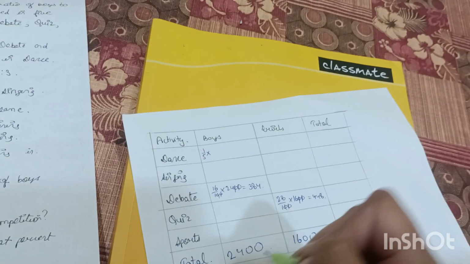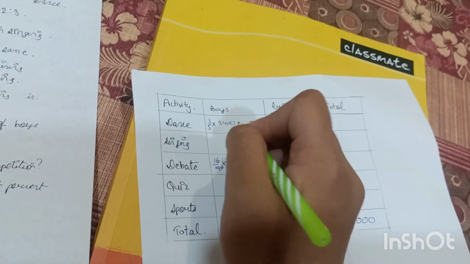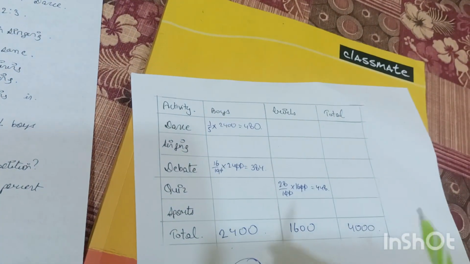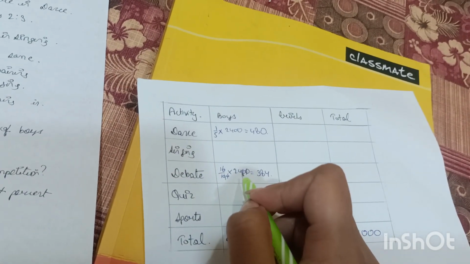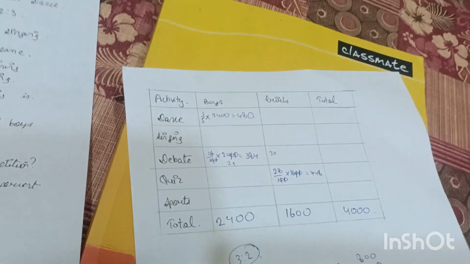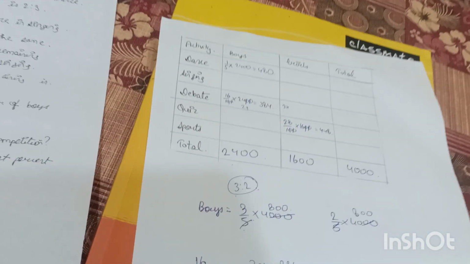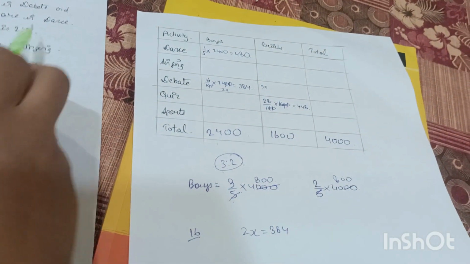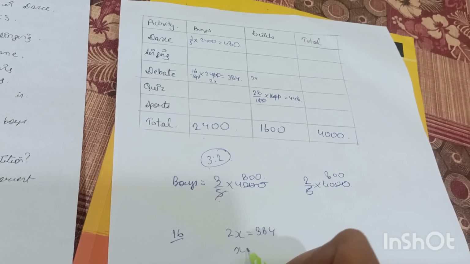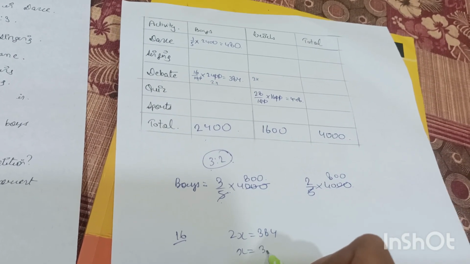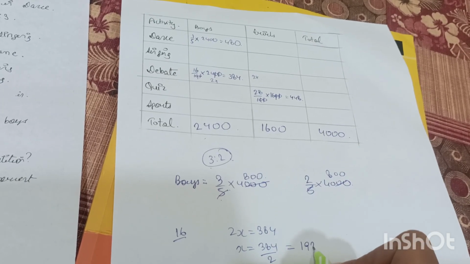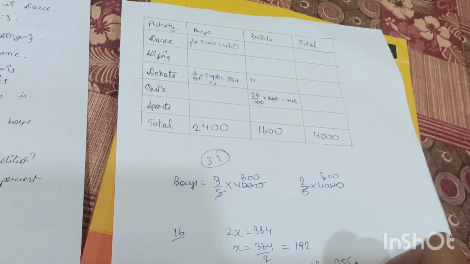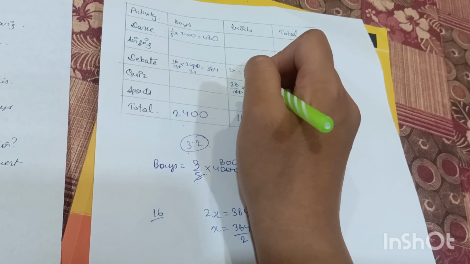So 1/5 of the boys, 2,400, you will get the value 480. The ratio of girls to boys in debate is 2:3, so you can write it like this: 2x and 3x. I have taken 2x as 384 because you have been given the ratio 2:3. So if 2x is equal to 384, we get x as 192, and if we multiply 3 into 192, we get 256. Then you can write 256.